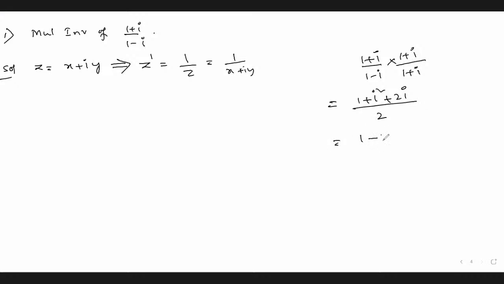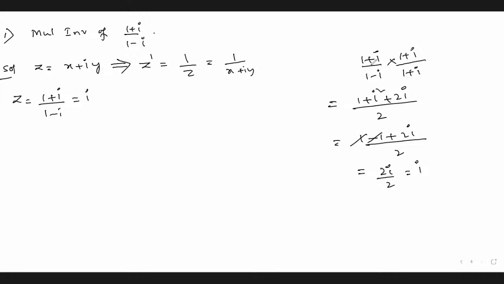So 1 minus 1 plus 2i by 2. Minus 1 plus 1 get cancelled. 2i by 2 value is equal to i. So you can simplify that. That means after simplification, you can write (1 plus i) by (1 minus i) as i.